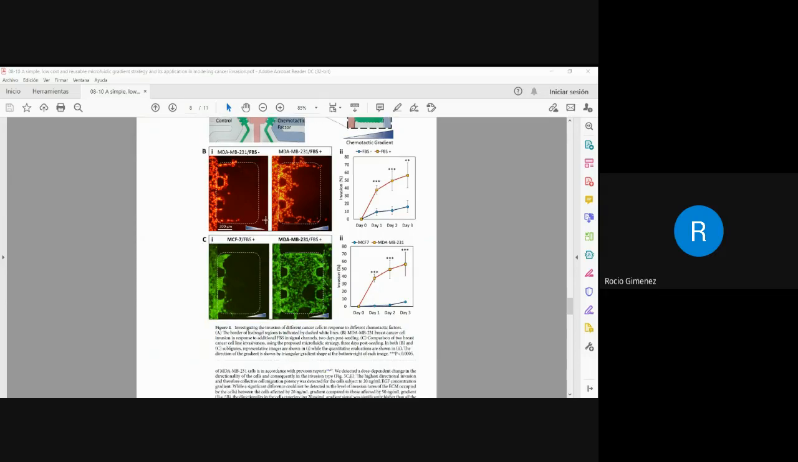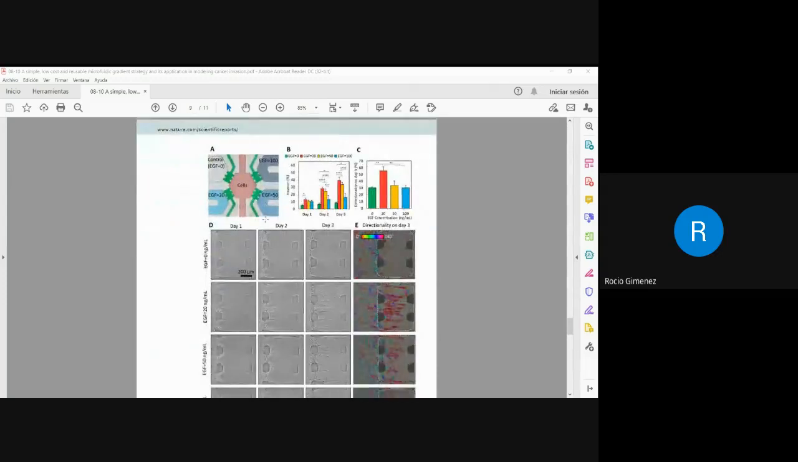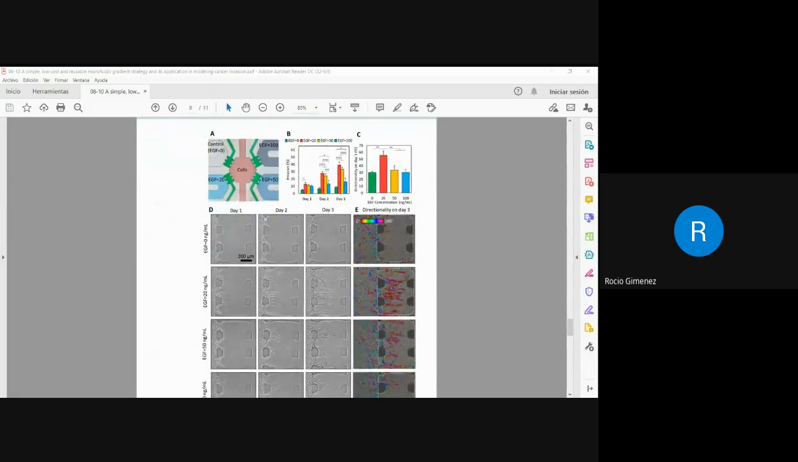To further validate the potential of this device for chemotaxis assays, they investigated the effect of epidermal growth factor gradients on cell invasion, also in the same cells, and different concentrations of the epidermal growth factor were introduced in different signal channels. And interestingly, a dose-dependent behavior was observed in the invasion of the cells.